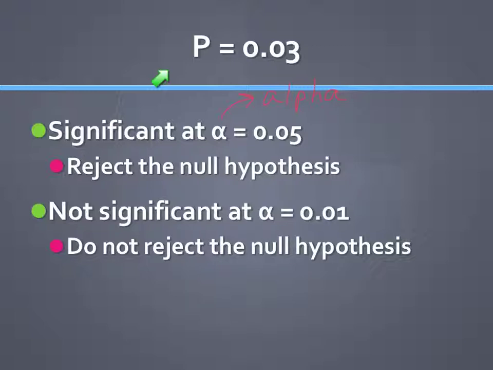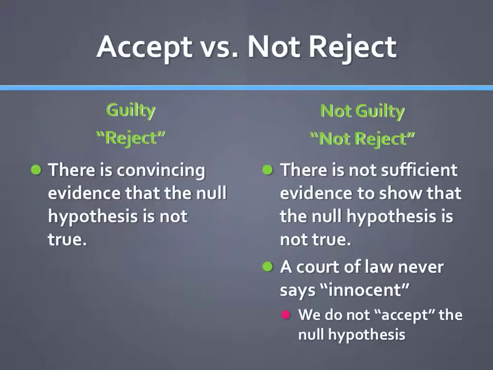This would be significant at an alpha level of 5% because it's less than 5%. And in that case, we would reject the null hypothesis, meaning we think there's something wrong with that claim. It would not be significant at the 1% alpha level because the p-value has to be smaller than the alpha level in order for us to think it's too rare of an event. So here we would not reject the null hypothesis and say we don't have enough evidence to support the claim that the null is not true.